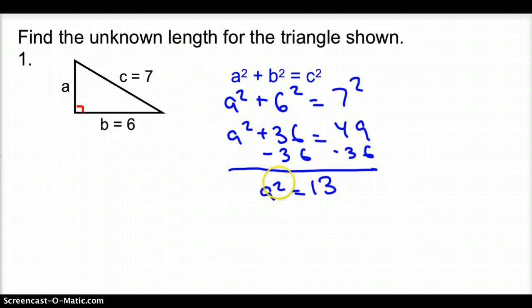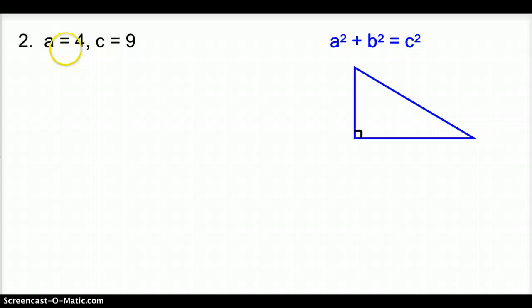Now we have a square attached to the a. How do we undo the square? We have to square root both sides, and now you just type it into your calculator. So a equals 3.61.